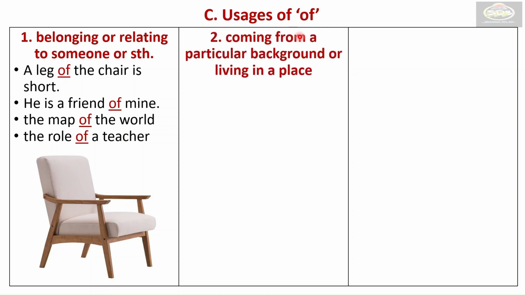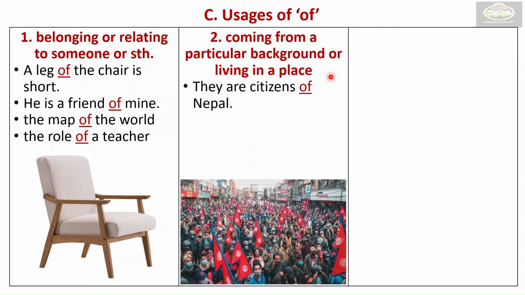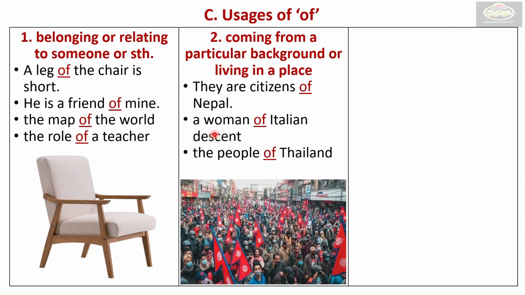Next, coming from a particular background or living in a place. Example, they are citizens of Nepal. People of China. Example, a woman of Italian descent. The people of Thailand. People belonging to Thailand.